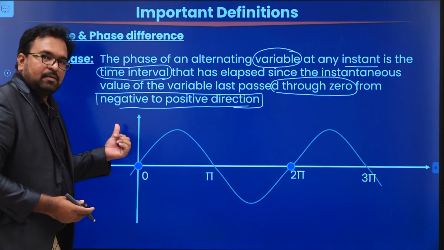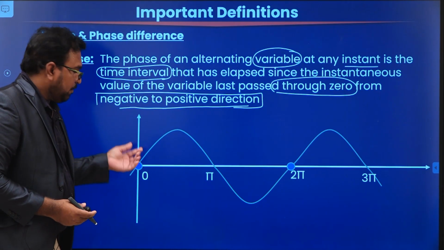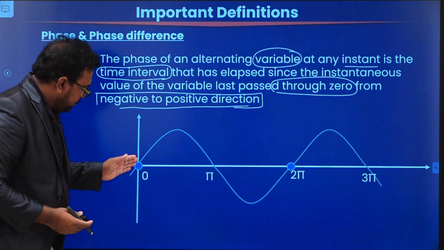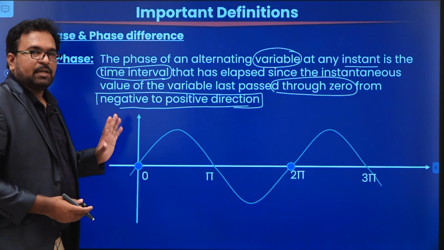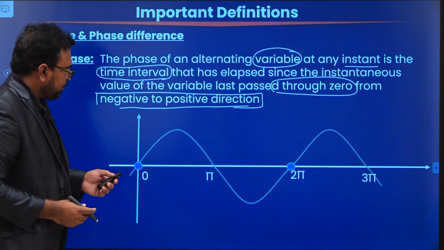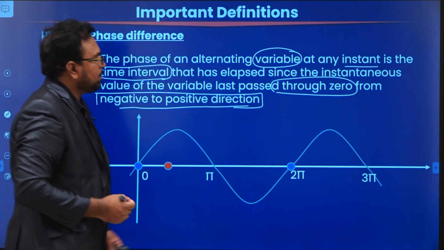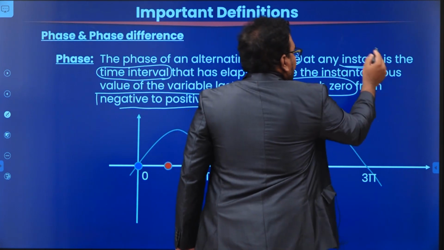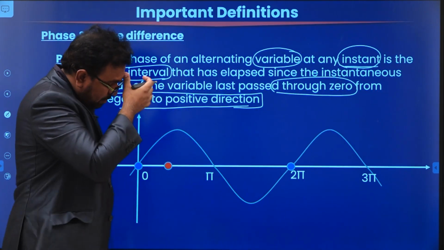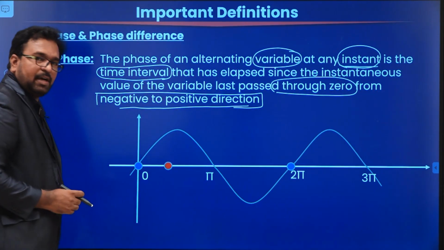How are we going to find the 0 crossing? The waveform is crossing 0 from negative direction to positive direction. Okay. Now suppose for example I want to calculate phase at this instant of time. As per the definition, you can calculate phase at any instant of time. So at this instant, how are we going to calculate?